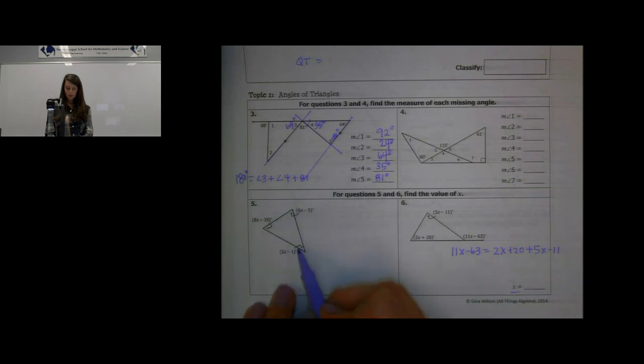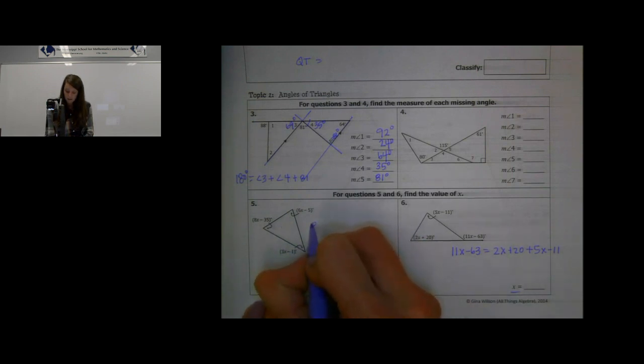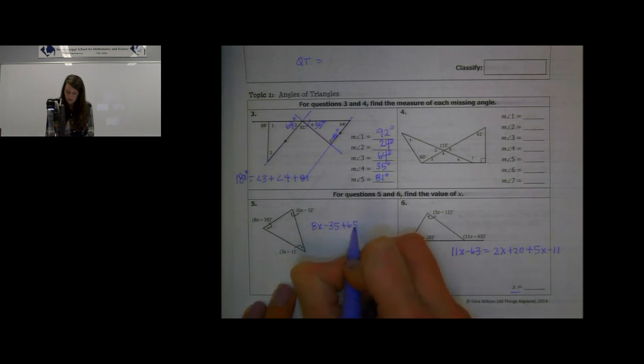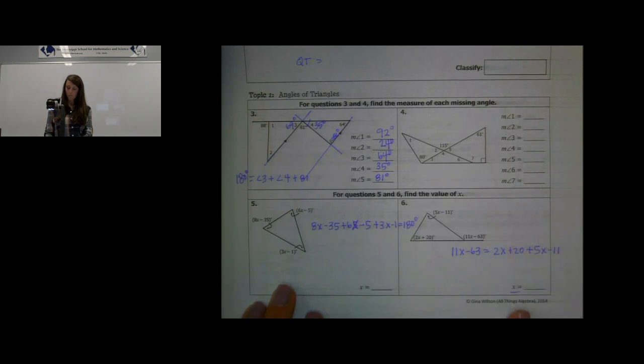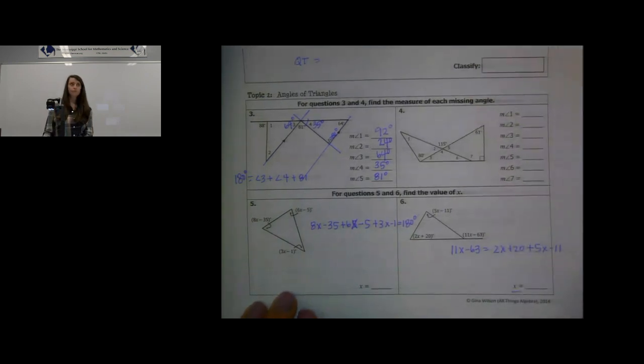Okay, these angles all inside here. So what's it wanting to find? It wants you to find x. So all of these angles inside here should add together to be 180. So 8x minus 35 plus 6x minus a 5 plus 3x minus a 1 should add together to be 180. Okay.